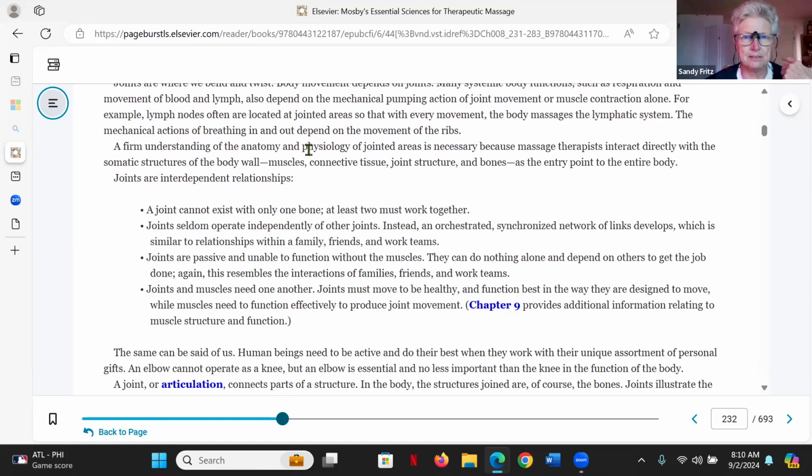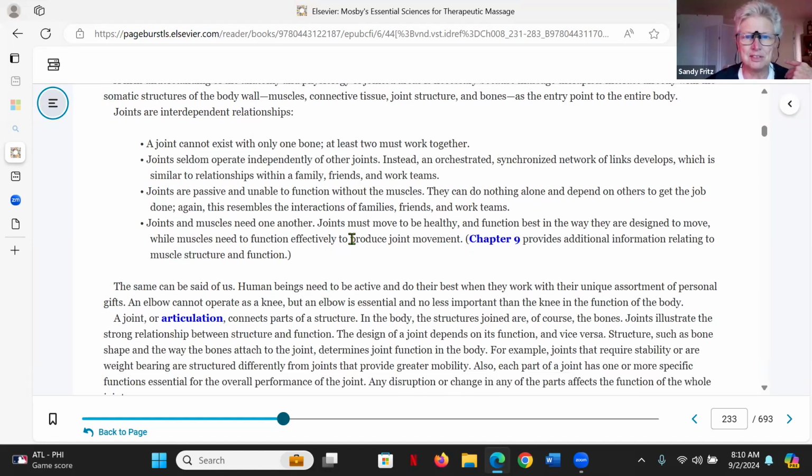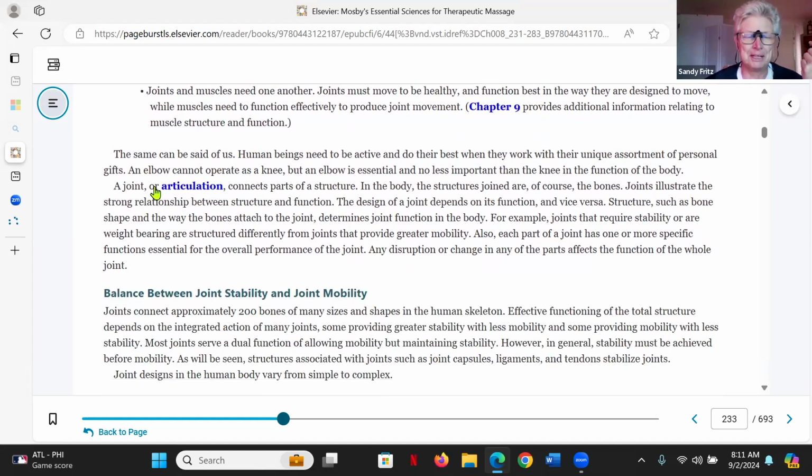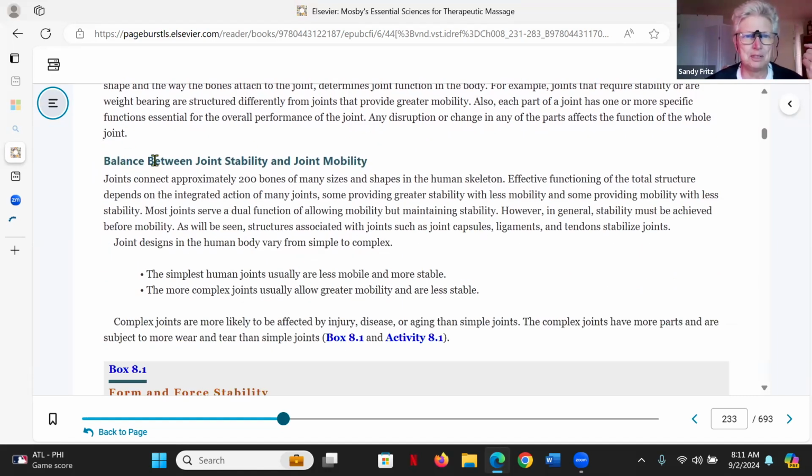And some fun little statements about joints, like a joint cannot exist with only one bone, at least two must work together. Joints and muscles need each other. Joints must move to be healthy and function, and they are best designed to move while muscles function effectively to produce joint movement. So a name for a joint is also an articulation, and there's a really important concept here in joints, the balance between joint stability and joint mobility.